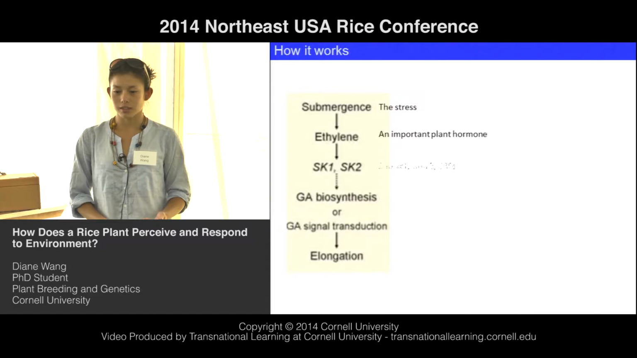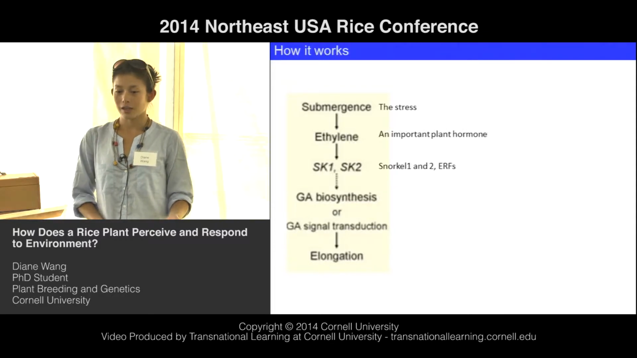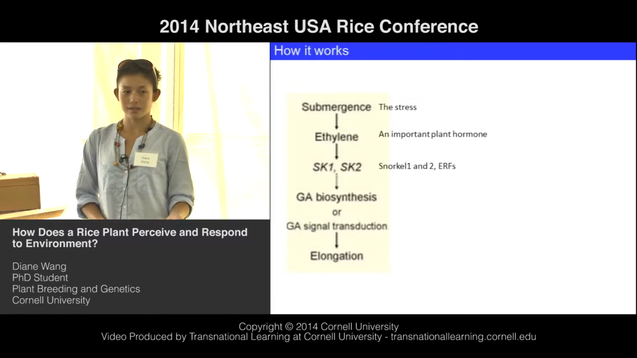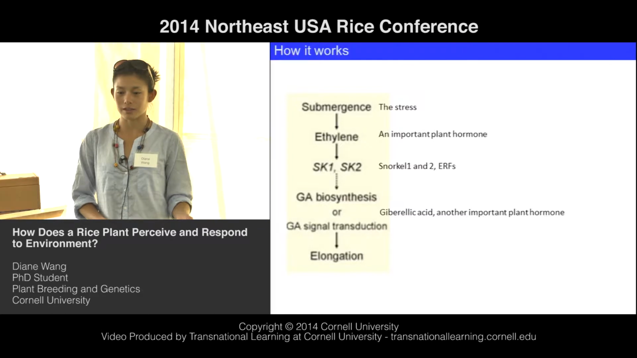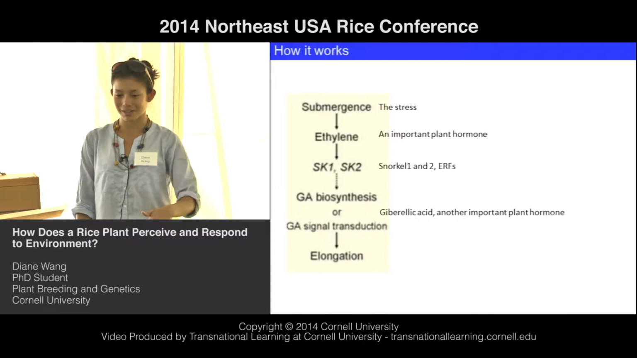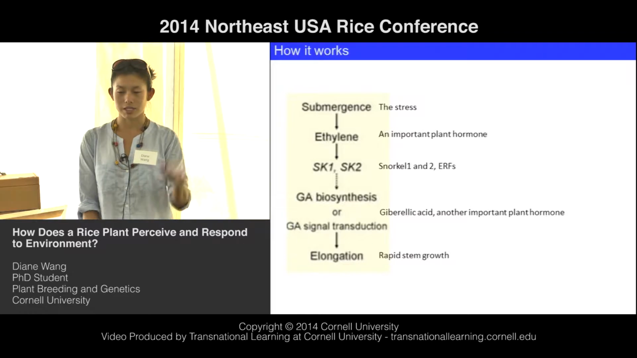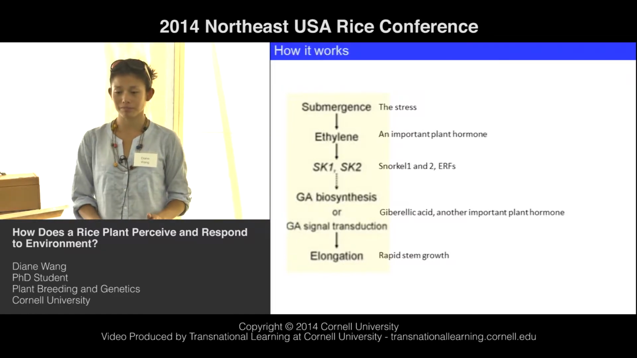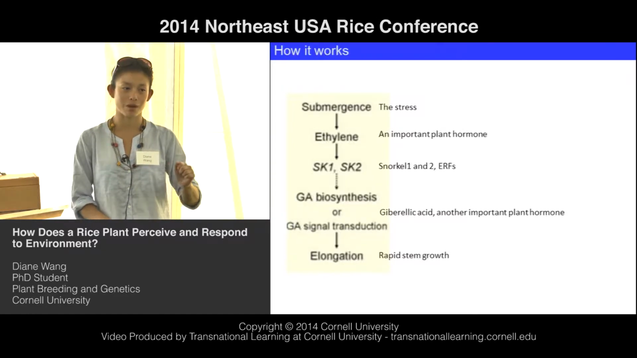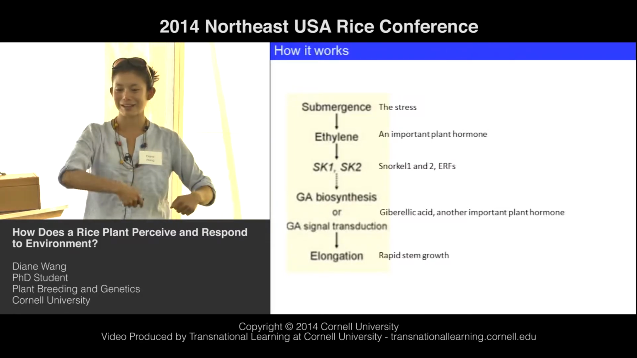And in this case, it induces the expression of SNORKEL1 and SNORKEL2, which are ethylene response factors. And again, gibberellic acid has a role. They induce the production of gibberellic acid, which I said before promotes growth and elongation. And so you have rapid stem growth, and the plants get really, really tall. So tall, in fact, that when people harvest, they harvest in canoes going along, cutting the panicles off.